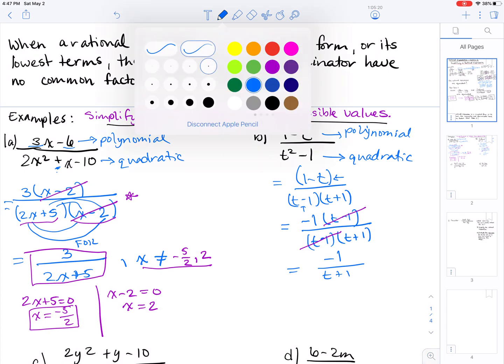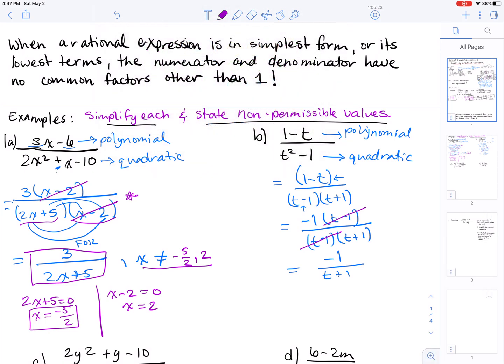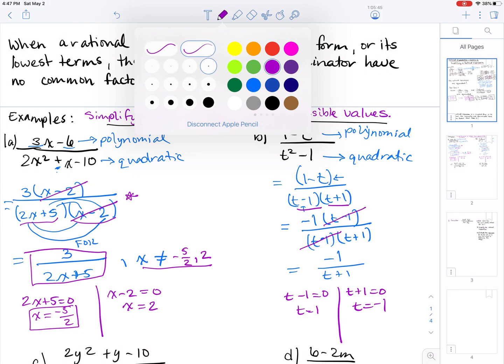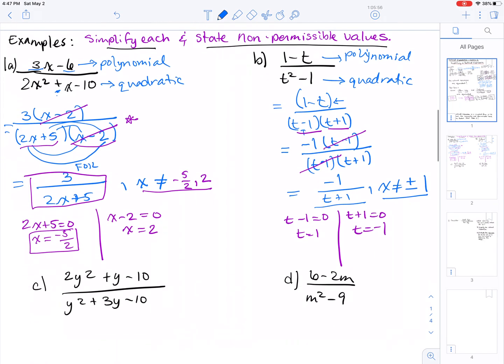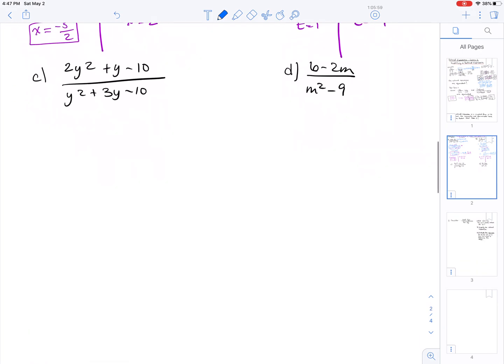So again, I need to state my non-permissible values. So I'm going to go back to when I factored my quadratic. So t minus 1, t plus 1. Let's take the first one, t minus 1 equals 0, t equals 1. Let's take the second one, t plus 1 equals 0, t equals negative 1. So my non-permissible values are t cannot equal plus or minus 1. I have simplified and stated my non-permissible values. You try the next two on your own.